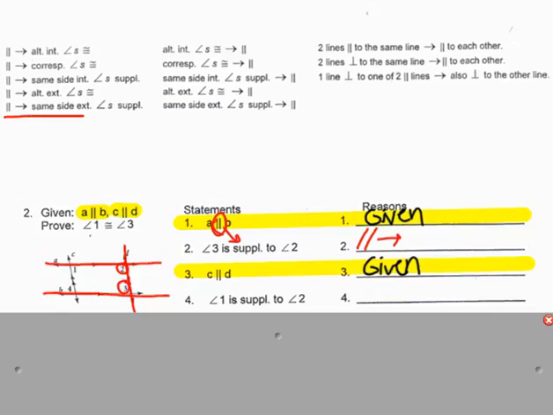So again, I'm looking at this set of reasons because they all have parallel first. And the ones with supplementary are only these two, so that narrows it down. Now I just have to decide if those are interior or exterior angles. So 2 and 3 are on the same side, and they're both in between the two parallel lines. So this is parallel then, same side interior angles, supplementary.